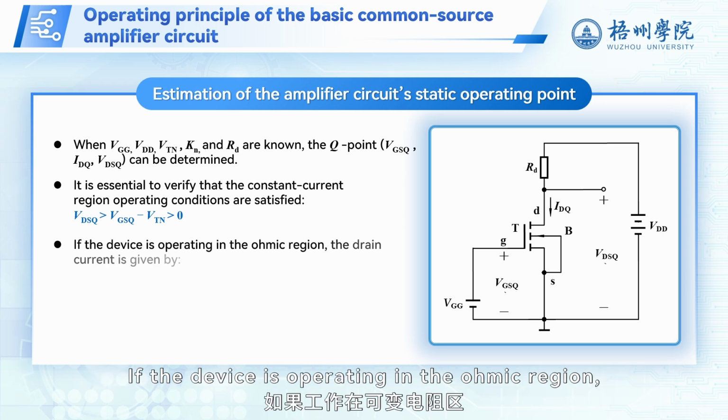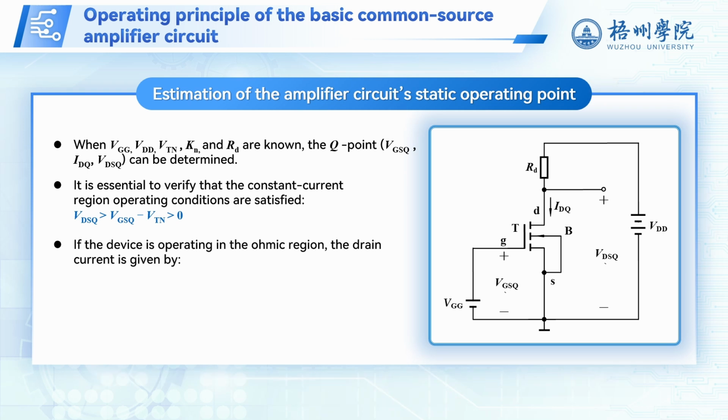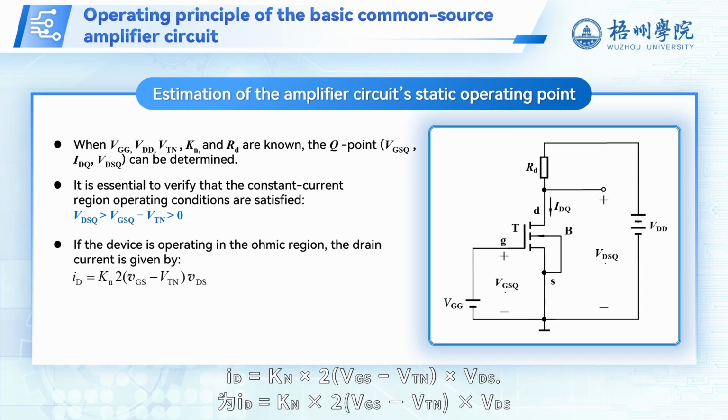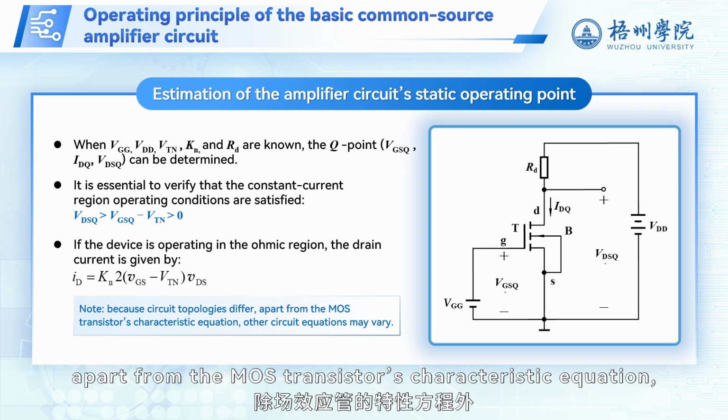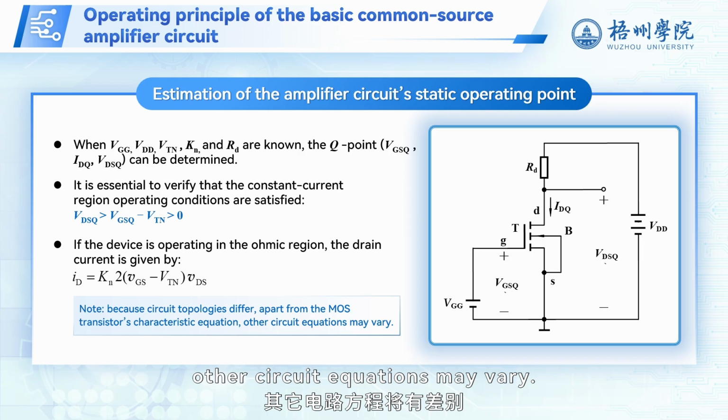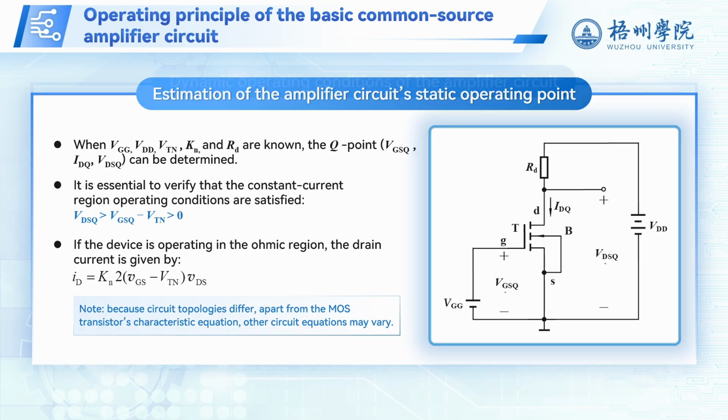If the device is operating in the ohmic region, the drain current is given by I_D equals K_N times 2 times the quantity V_GS minus V_TN times V_DS. Note, because circuit topologies differ, apart from the MOS transistor's characteristic equation, other circuit equations may vary.